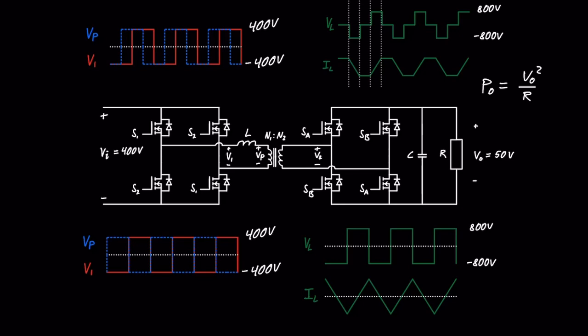In this video, I'll show you how a DAB converter works by looking at the waveforms. This probably doesn't make sense now, but you will understand it at the end of this video. First we have the half bridge, which goes from VI, which is 400 volts DC, into V1. And then we have the output voltage, which is 50 volts DC.